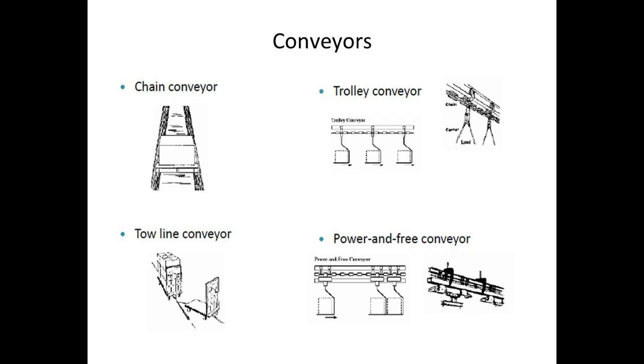Conveyors are one of the key components in a material handling system. So we talk about different types of conveyors, like wheel conveyors and roller conveyors. One of the most important is the chain conveyor, trolley conveyor, powered and free conveyor, and tow line conveyor. You might have seen tow line conveyors in warehouses, where they are frequently used every year. So these are the different types.